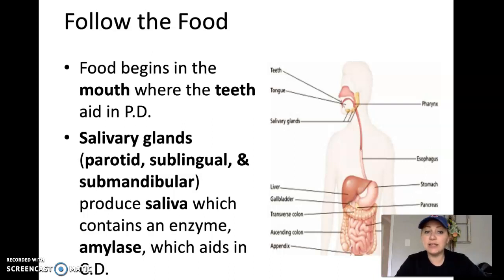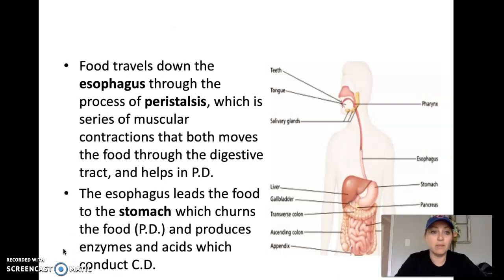Your salivary glands, right? Your mouth waters. That's saliva that's getting secreted. It has an enzyme called amylase, which is going to help with breaking down carbohydrates, and it's a type of chemical digestion. As we continue following the food, it goes to the esophagus.